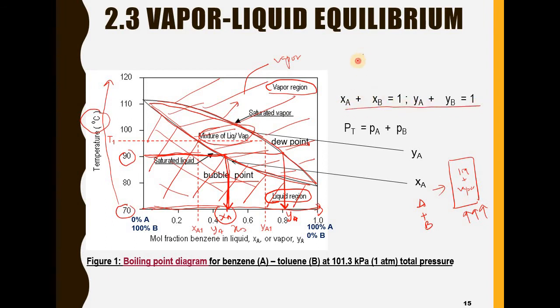You must know that this is actually basic: the mole fraction of A in liquid plus the mole fraction of B in liquid is equal to 1, the summation of XA and XB. The same goes for YA and YB.